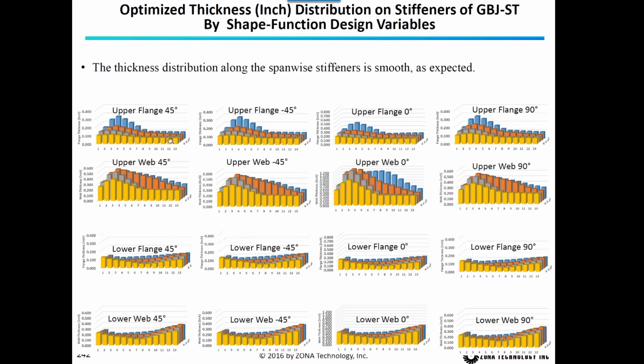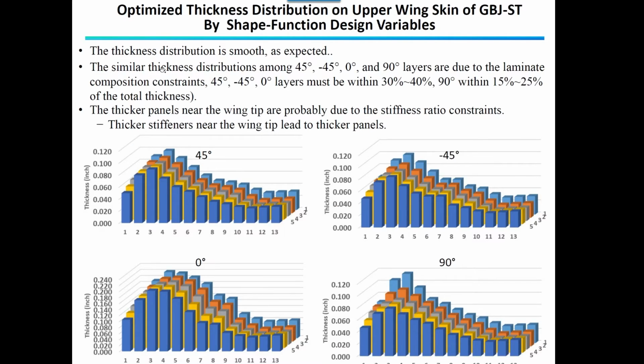And then we look at the thickness distribution on the wing upper skin. Also, there's 45, negative 45, 0, and 90. They are very smooth. The similar thickness distribution among the 45, negative 45, 0, and 90 degrees layers is due to the laminate composition constraint. The positive and negative 45 and 0 degree must be within 30 to 50%, and the 90 degree must be within 15 to 25% of the total thickness.